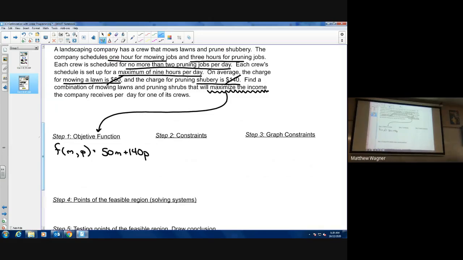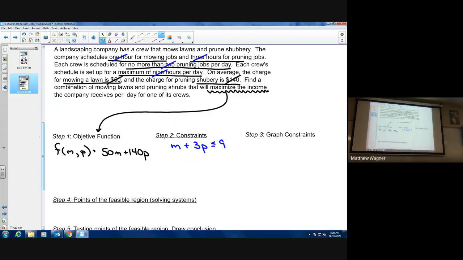If we go back through the problem, we'll notice there was a number of constraints and limitations based on things. Well, if we go right here, it takes 1 hour to mow and 3 hours to prune. So I know that mowing takes me 1 hour, pruning takes me 3 hours, and I have a maximum of 9 hours per day. So my crew can mow and prune, but they can't work over 9 hours a day.